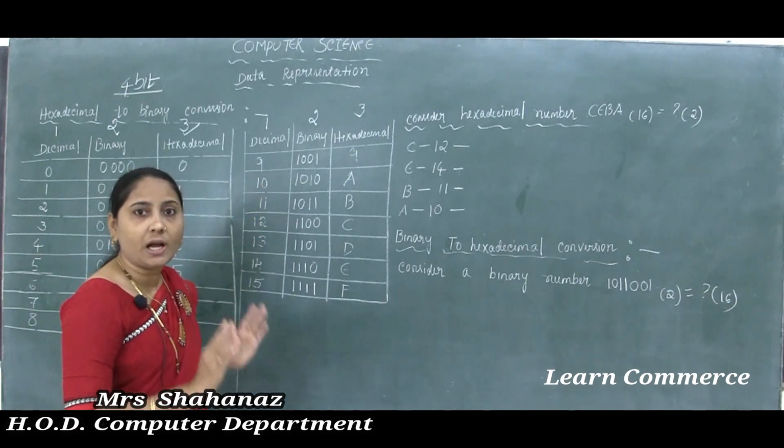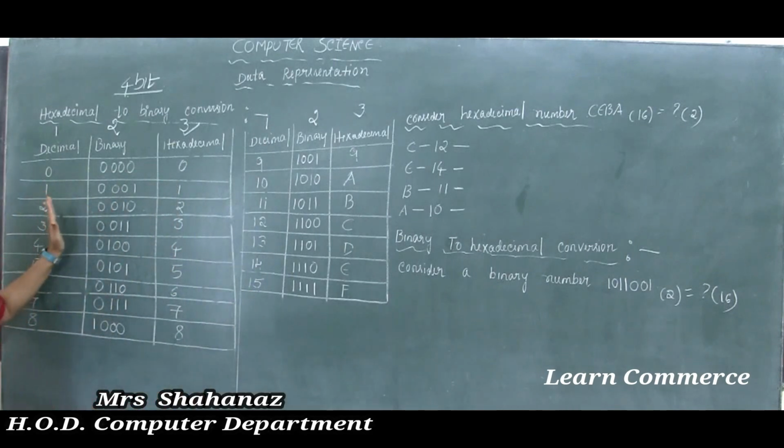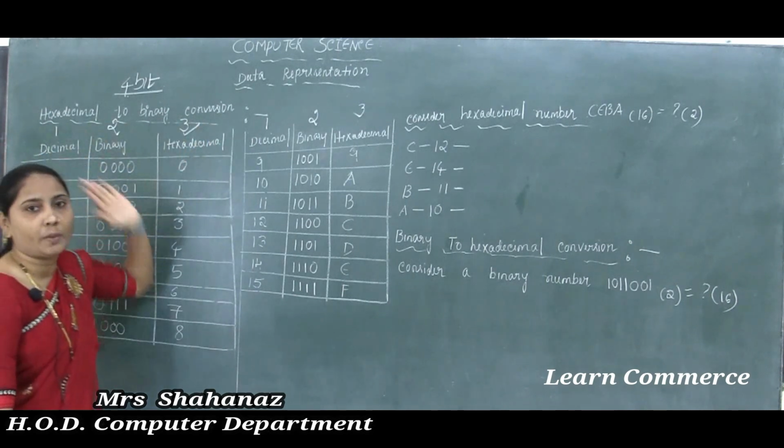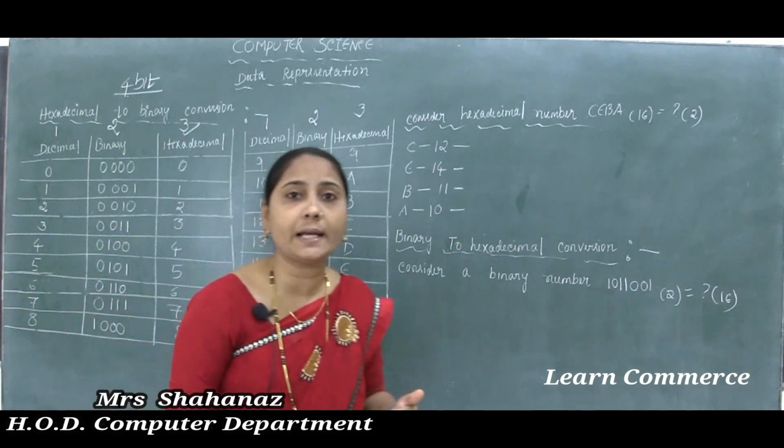Clear this point here. We have just completed the first column, which is the decimal, and the second and third columns are the hexadecimal columns.